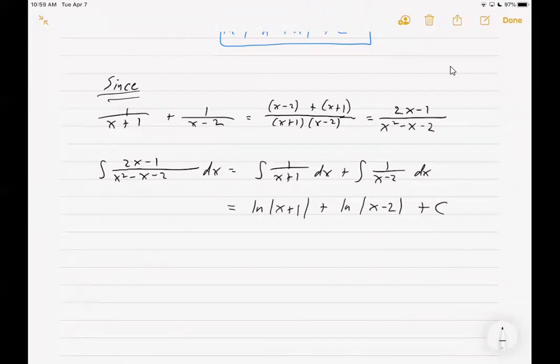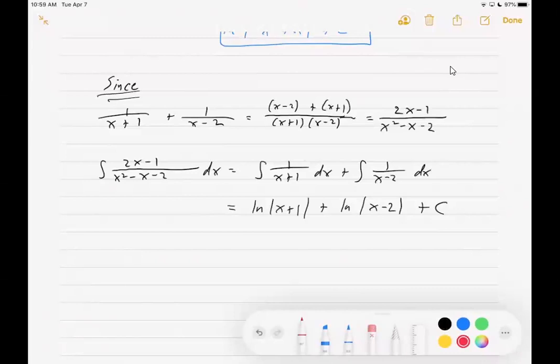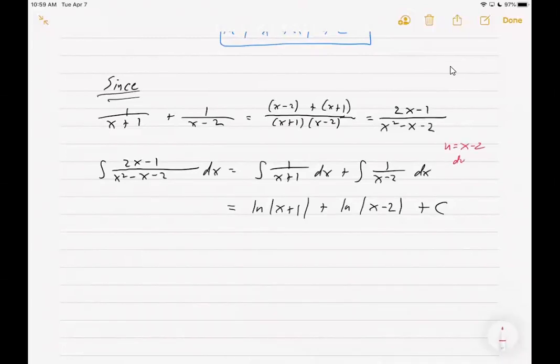All right, if we do use substitution, the key is for the second one, we would let u equal x minus 2. So du still equals dx, so we don't get any other constants in there. We're going to see later on when u is a little more complicated, we have to be a little bit more careful when we take the antiderivative, but this is what we get for this.